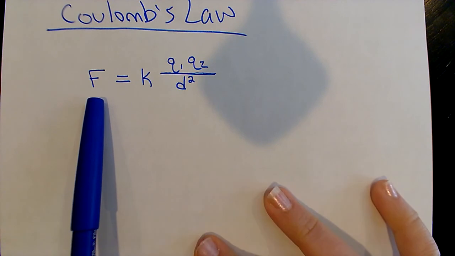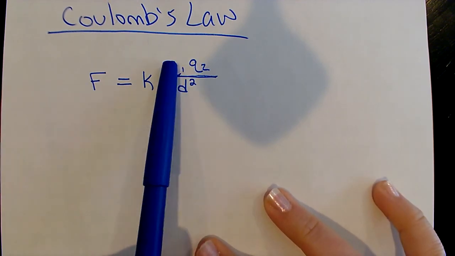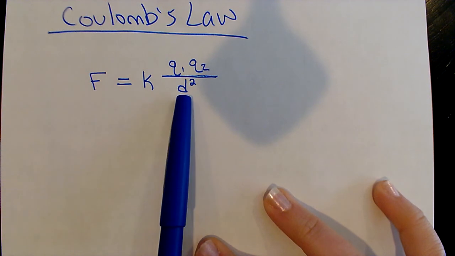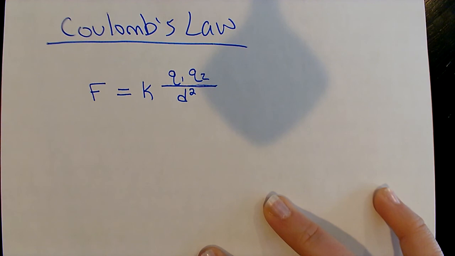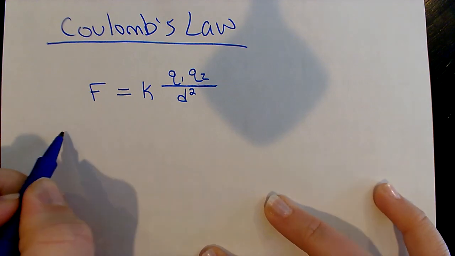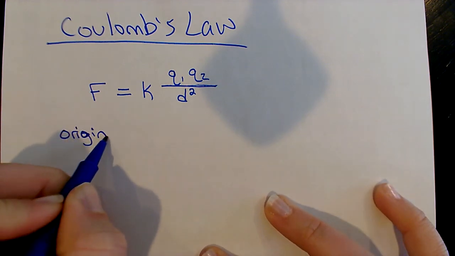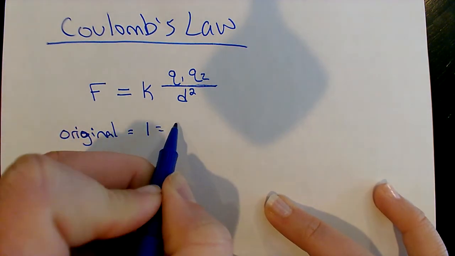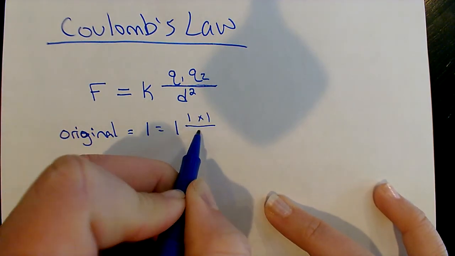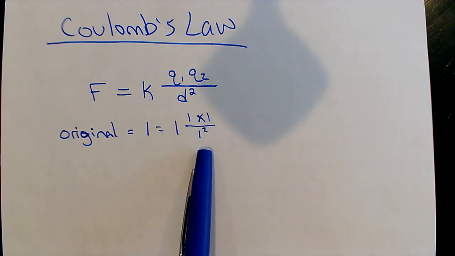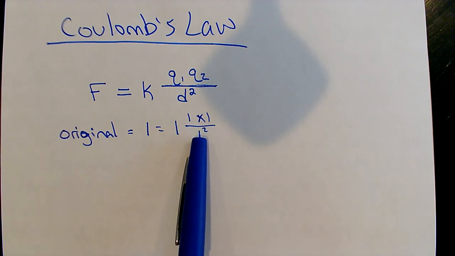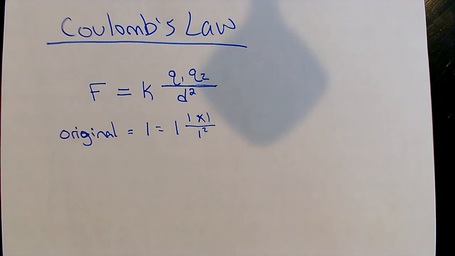Okay, so remember, the easiest thing to think about is if we know how much force there is to start, then if we're going to change maybe the charge of both of our objects, or change the distance between them, the easiest thing to do is imagine they were all ones to start with. So we're going to have our original being 1 equals 1 times 1 times 1 divided by 1 squared. Then we can see the effects of doubling one of the charges, or doubling the distance, or halving one of the charges by just plugging in 2's if they double, or 0.5 if they're halved, etc.